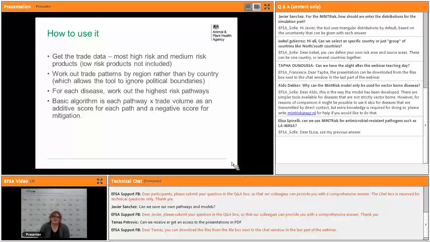So, for example, a live animal coming into the country is always going to be higher risk than meat products because that live animal will be going to meet other live animals. And then there's a basic algorithm in which each pathway is multiplied up by the trade volumes and given an additive score, and then there's a negative score for the pathways according to the mitigation.